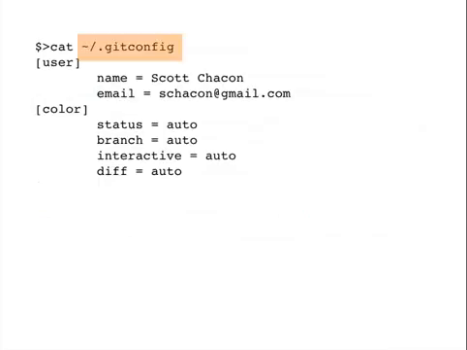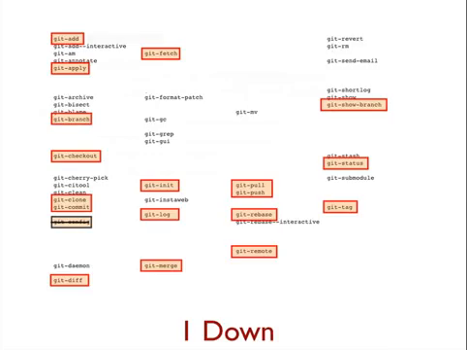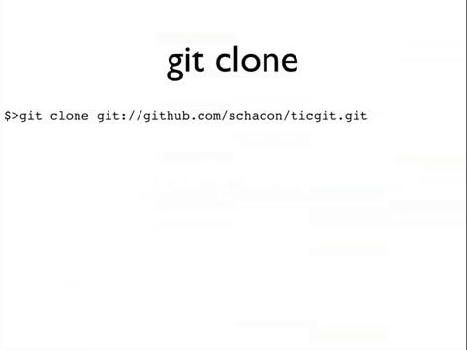The --global flag writes it into your home directory .gitconfig file, and that's used for the default values of all of your Git directories. You can also override that in the config file in your Git directory. So that's git config. Getting a repo.